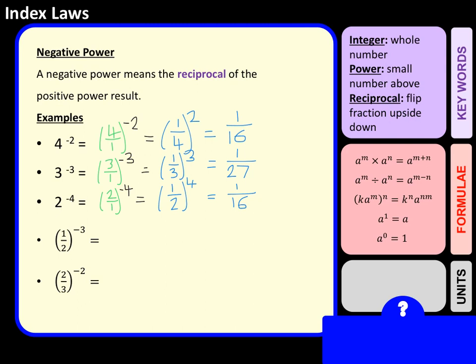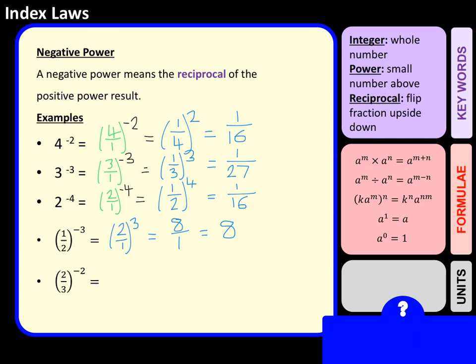Okay, next example. Hooray, it's already a fraction, so no need to do the green phase. We're just going to go straight into doing the reciprocal. So 1 over 2 is going to become 2 over 1, and because I've done that reciprocal, the negative power has gone. 2 cubed is 8, 1 cubed is 1, and 8 divided by 1 is 8.